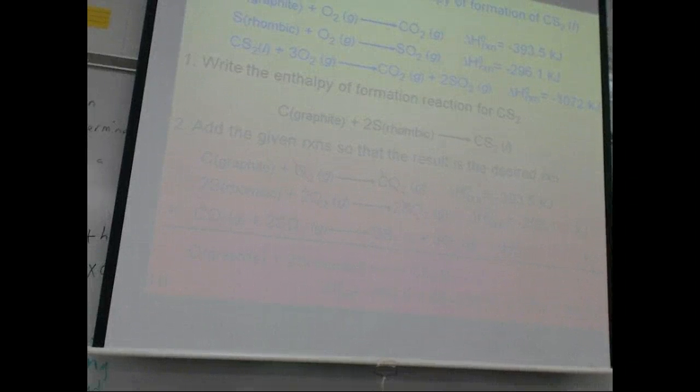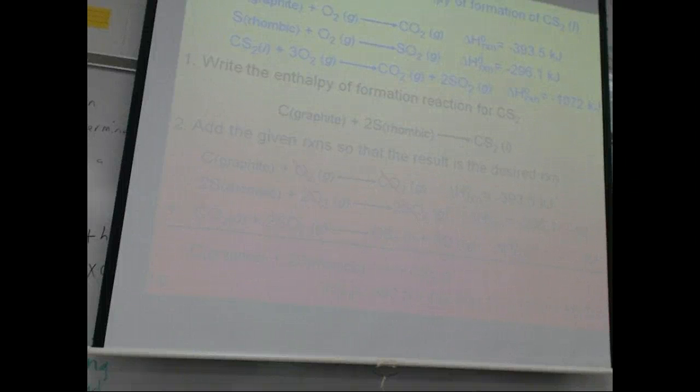Any questions? When we're given problems like this, you'll be given two or three or four reactions, and then another one that you're asked to find the delta H for. And you use the ones that you're given, arrange them however you have to, and then cancel out, and then add up to find the delta H for the one that you're asked to find.